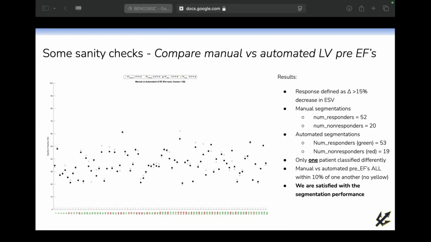Defining response to CRT as a decrease of 15% or greater of end systolic volume from before to after treatment, we defined 53 patients as responders and 19 patients as non-responders using the automated segments. So this is really close. This corresponds to green and red on the x-axis, so green responder, red non-responder. This suggests that one patient may have been right on the cusp of 15%, resulting in a different label between automated and manual. So all in all, I was pretty satisfied with the segmentation performance without having to load every single patient and time point into ITK Snap. But again, we could do that just to confirm that the absolute values are correct.